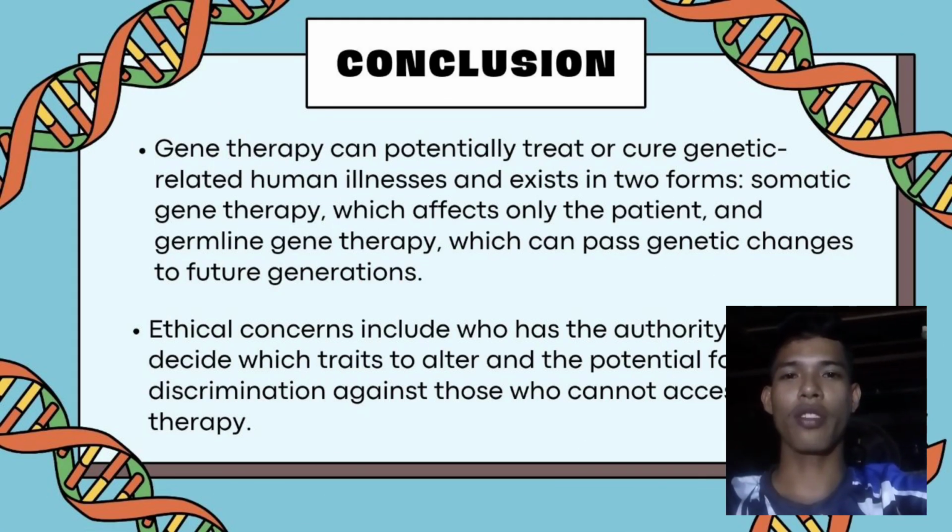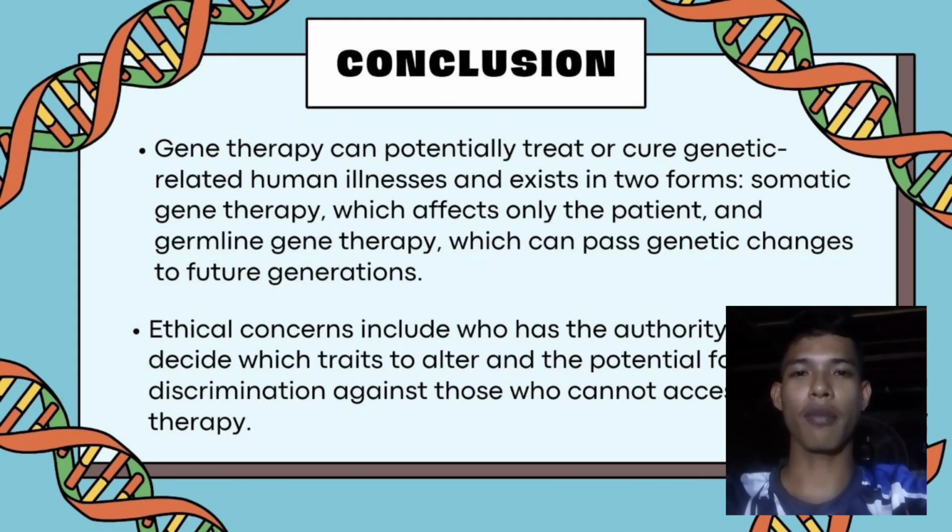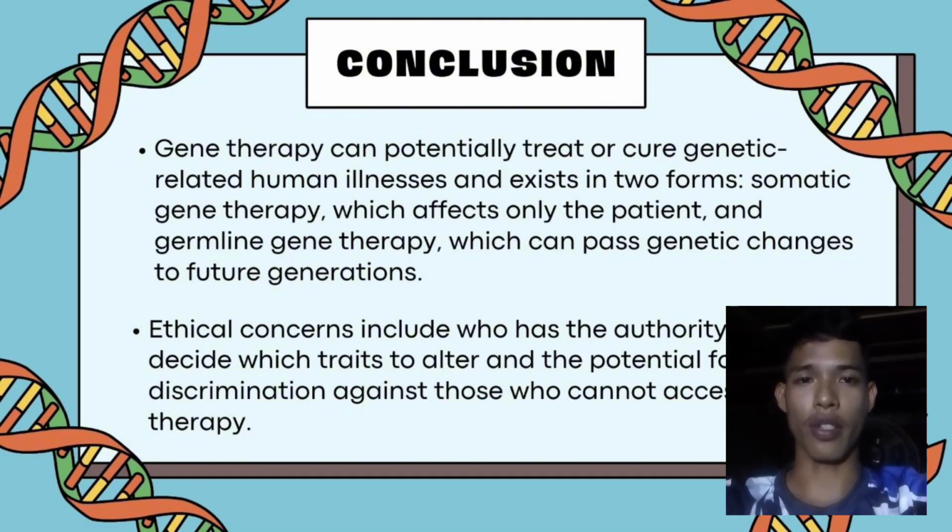In conclusion, gene therapy is a method that may treat or cure genetic-related human illnesses. There are two forms of gene therapy. One is somatic gene therapy, which involves the manipulation of genes in cells that will be helpful to the patients but not inherited by the next generations. The other is germline gene therapy, which involves the genetic modification of germ cells or the origin cells that will pass the change to the next generation.